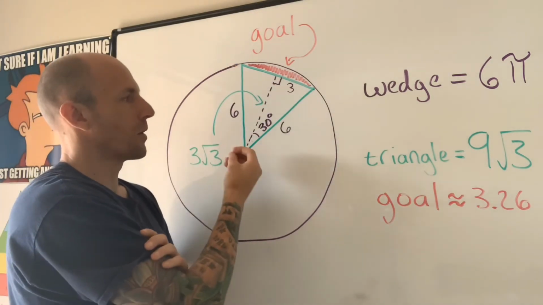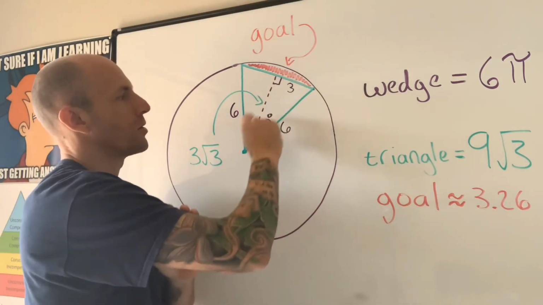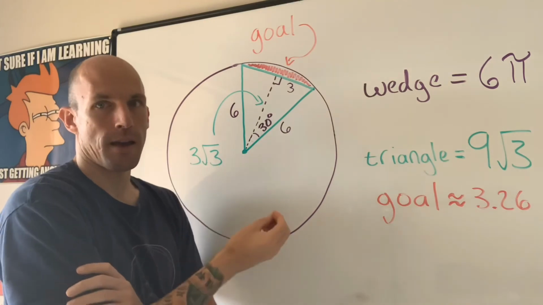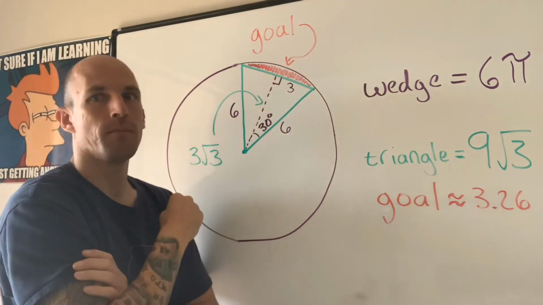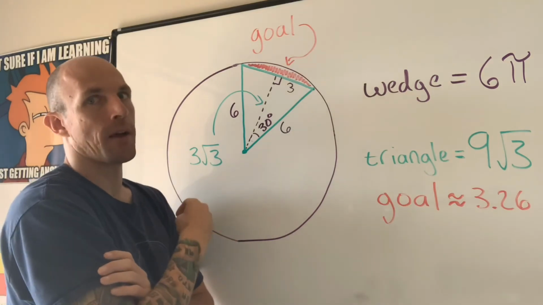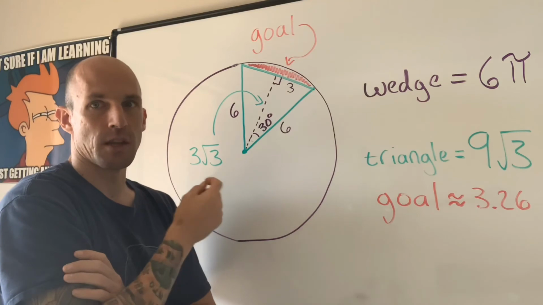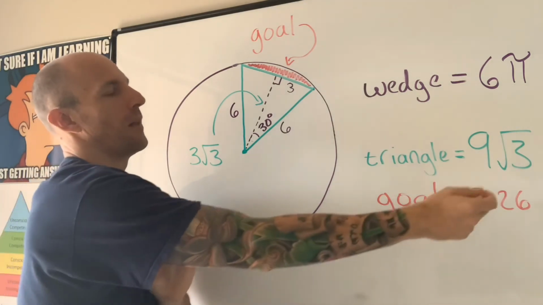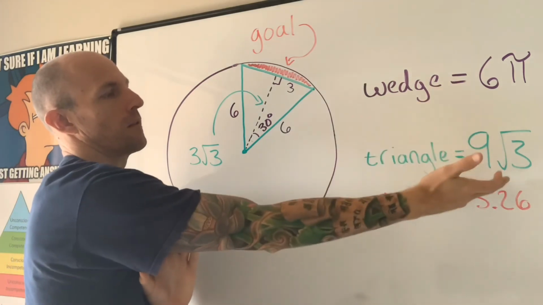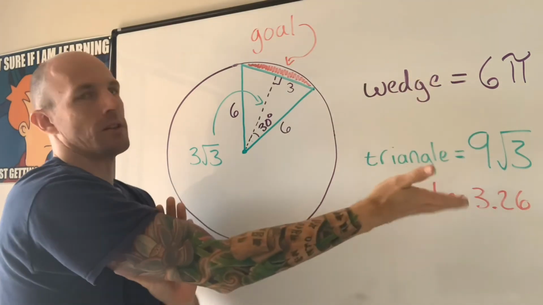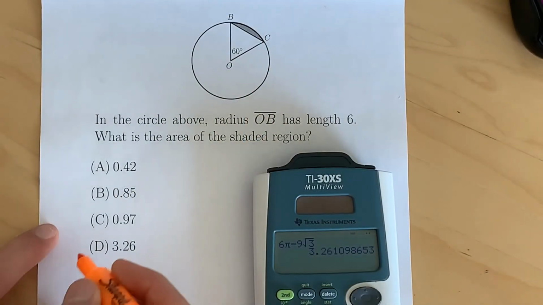We used the 30, 60, 90 relationship by dropping the altitude down so that we could find the height and measure this side of this new smaller triangle that we created. We also could have used the Pythagorean theorem, but in either case, adding in this altitude was a necessary step. Once we had the area of the triangle at 9√3, we used a calculator to find the difference between the wedge and the triangle, which gave us our goal. And here it is, answer choice D.